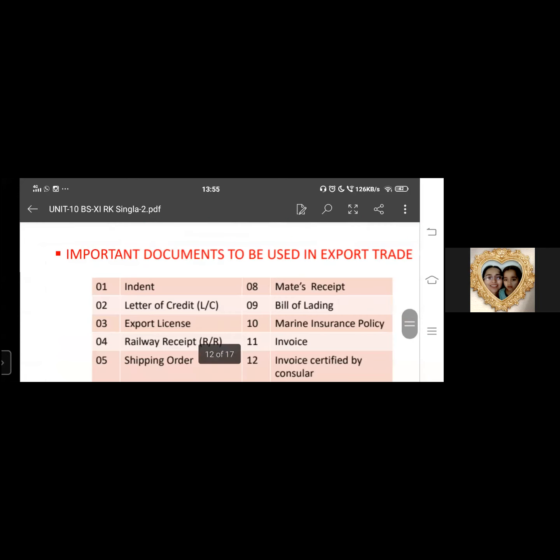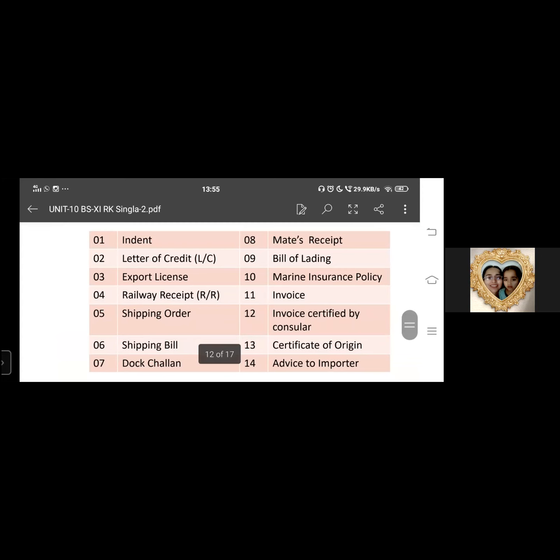we used many documents. So some important documents to be used in export trade are, first of all, indent. Okay. Second is letter of credit, then export license, okay, then railway receipt, shipping order, shipping bill, dock challan, mate's receipt, bill of lading, marine insurance policy, invoice certified by counselor, certificate of origin, and advice to importer. Okay, these documents we have used in export trade.